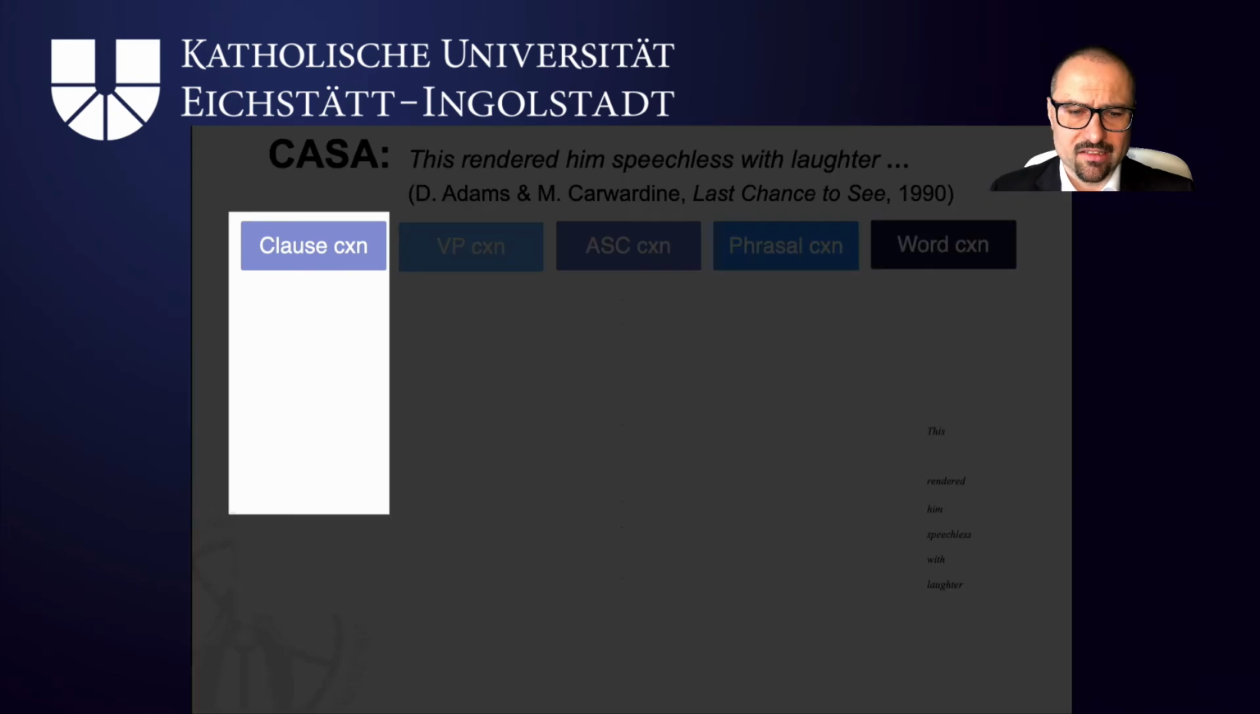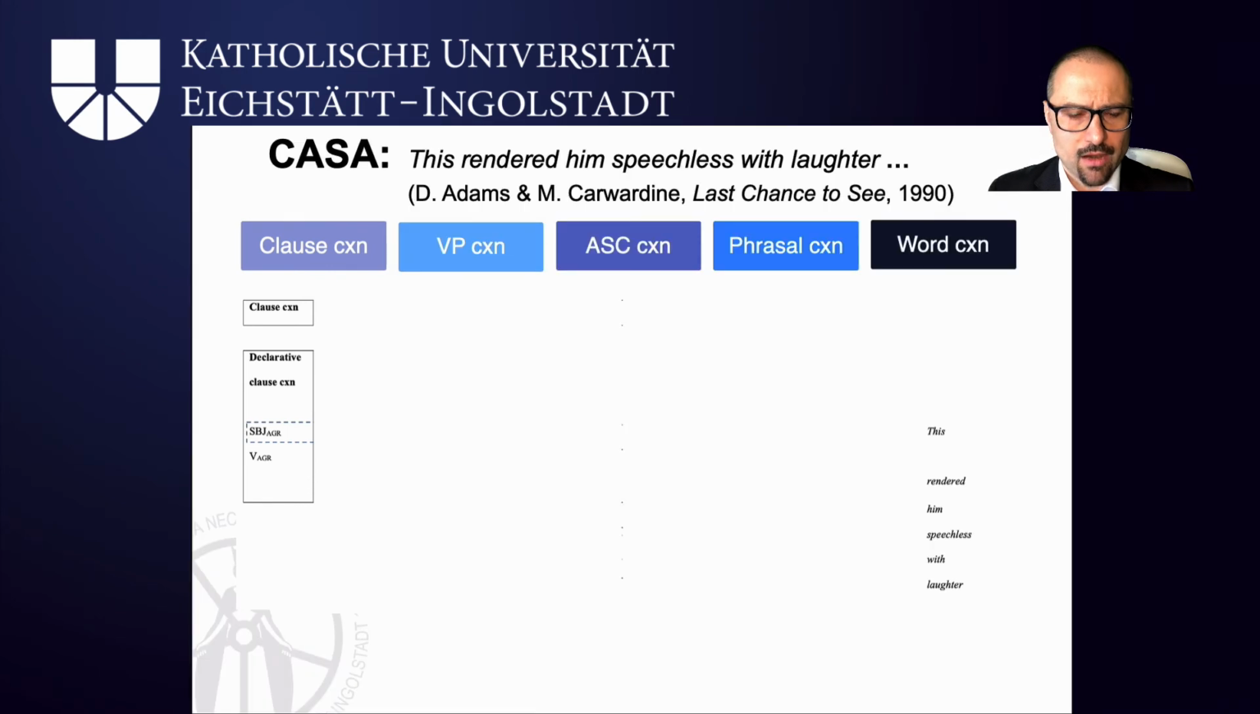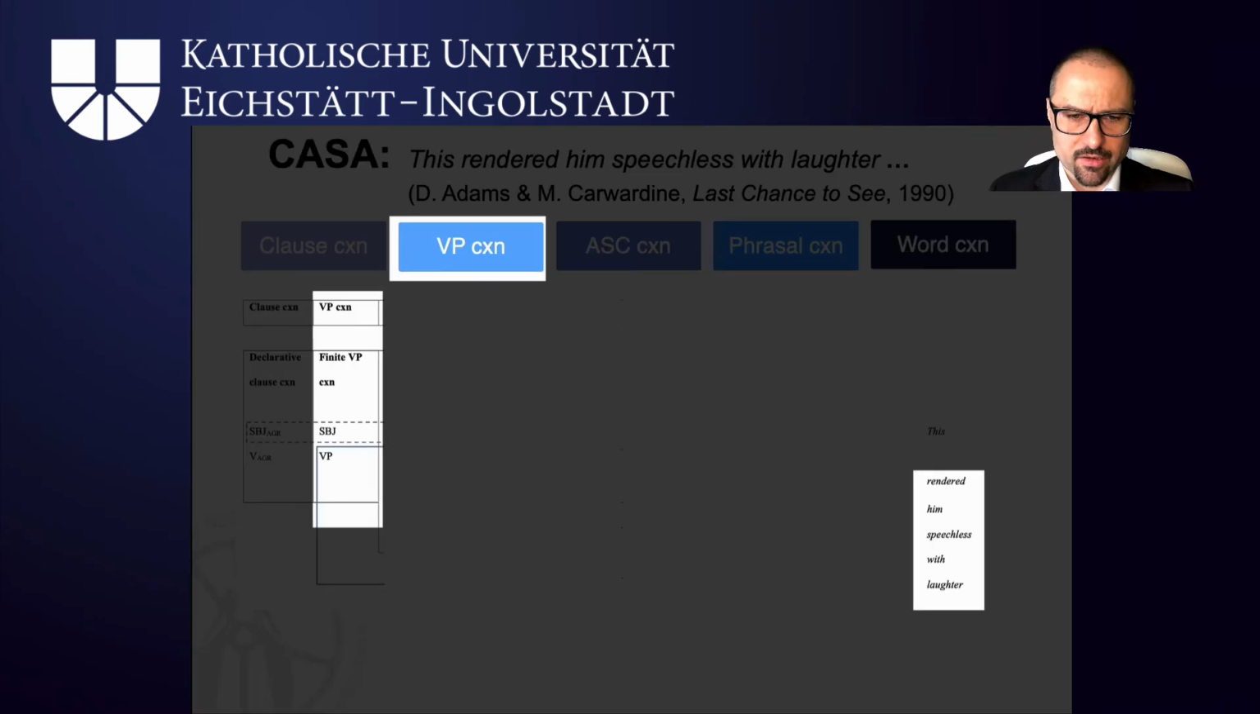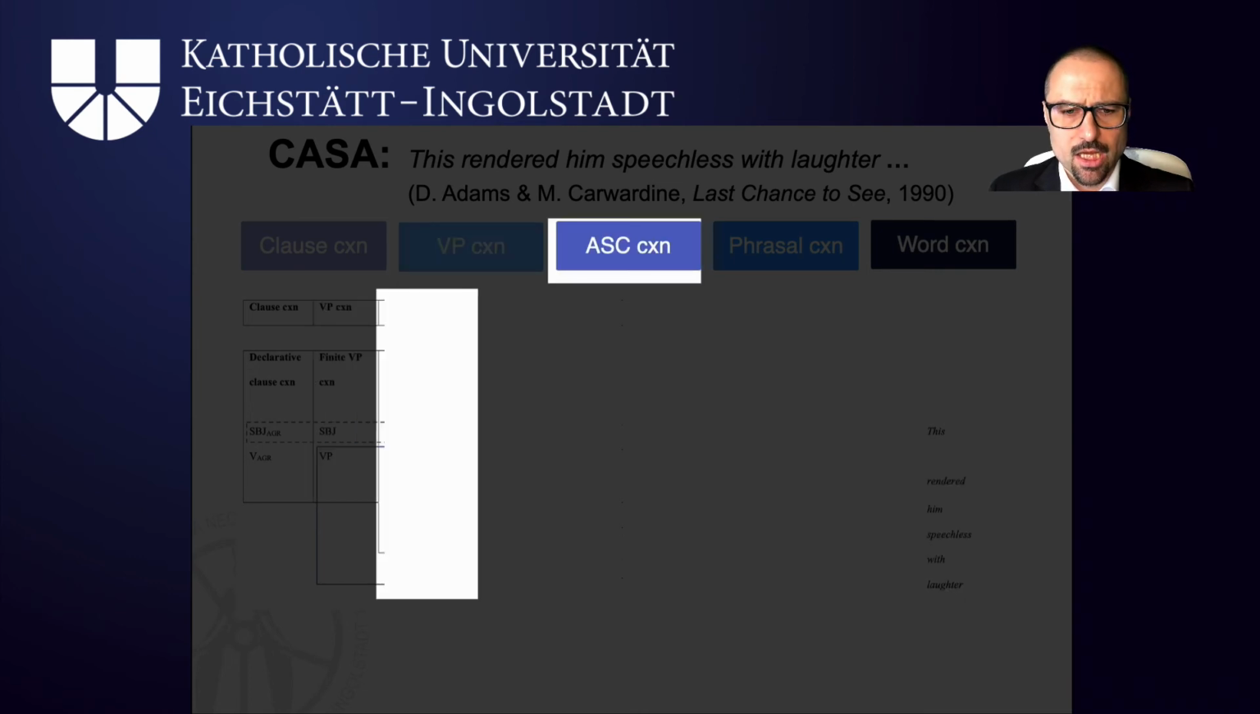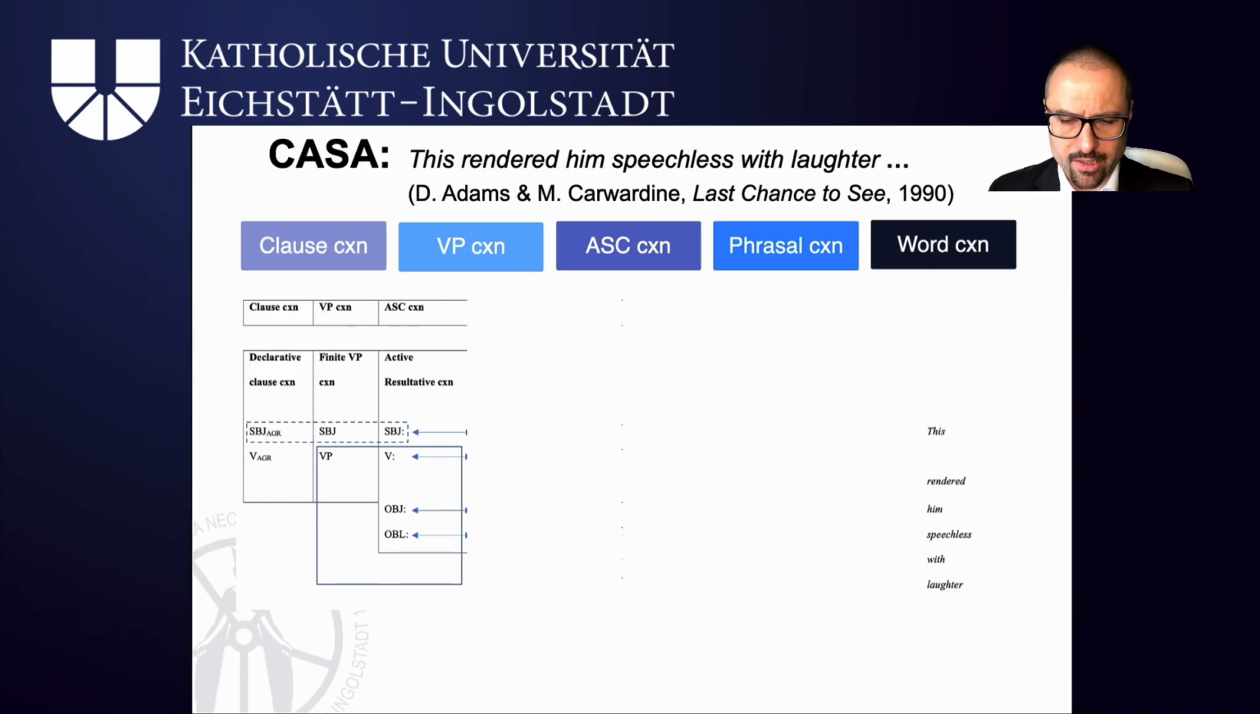And we see again this is a declarative clause construction with subject-verb agreement. Our verb phrase construction notes that it's a finite verb, and in this case the verb phrase will cover rendered him speechless with laughter. We've got an argument structure construction, again an active resultative construction, where the verb slot is filled by rendered, and him is the object, and speechless with laughter is the oblique.